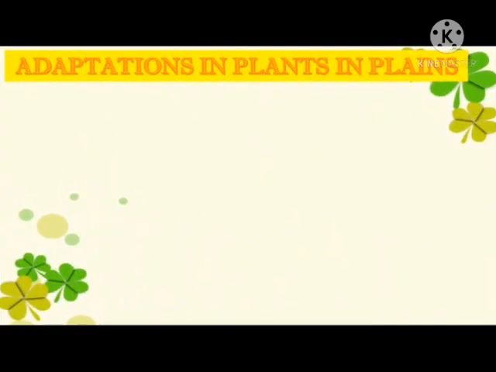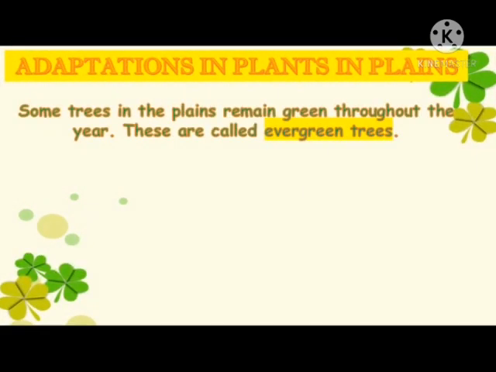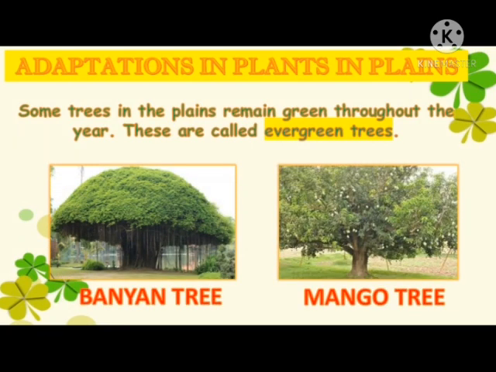Some trees in the plains remain green throughout the year. These are called evergreen trees. These trees are present in the areas with heavy rainfall. Banyan tree and mango tree are two common examples of evergreen trees.